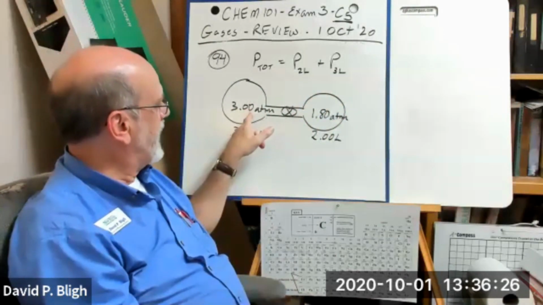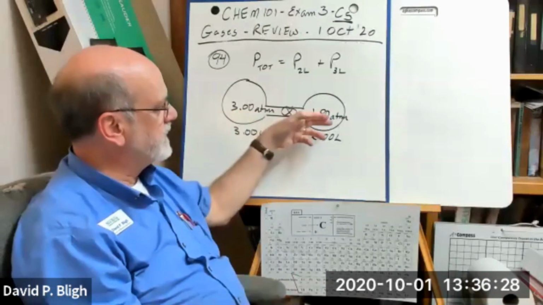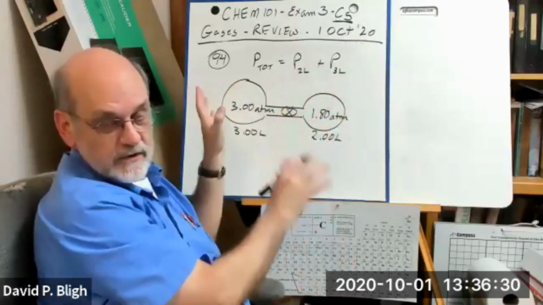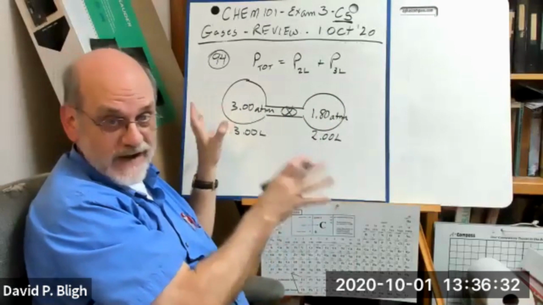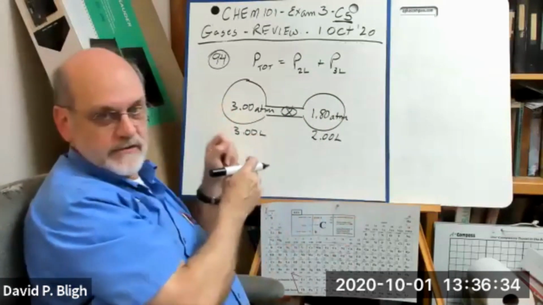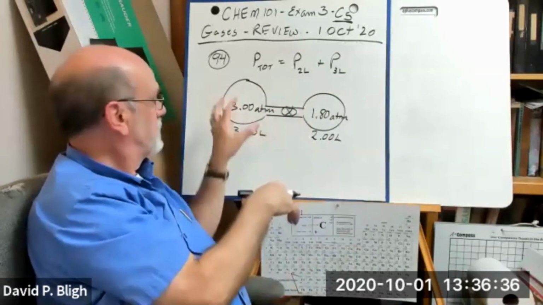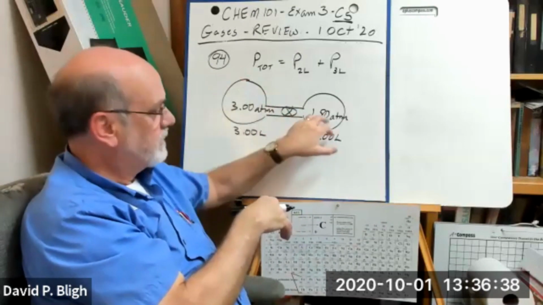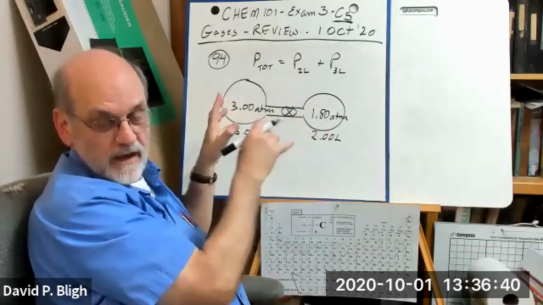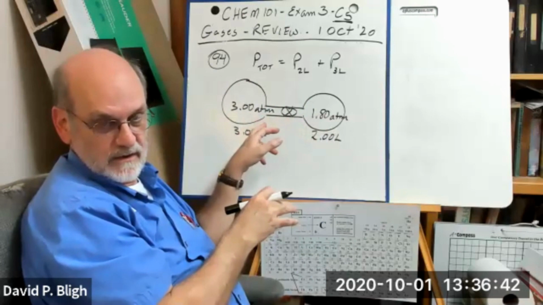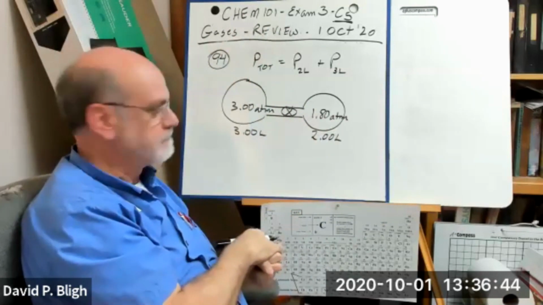And then you allow this gas to stream into there until it equilibrates. And that gives you the partial pressure now of that gas. Then you go say, that's a vacuum, and you let this one come over here and equilibrate. That's the partial pressure of this gas. Then you can add them together.